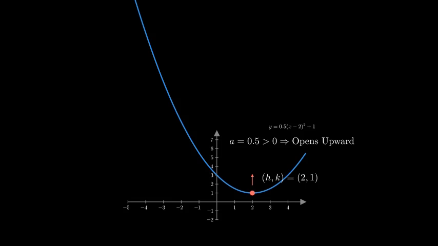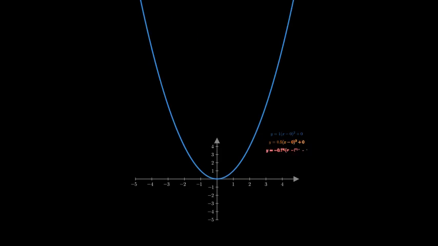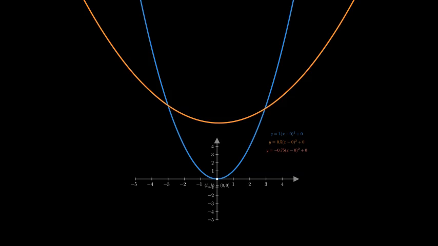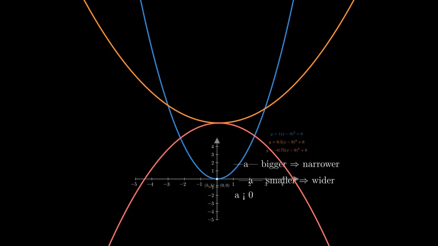Let's explore how changing the value of a affects the parabola. Here are three different parabolas with the same vertex, but different a values. When the absolute value of a increases, the parabola becomes narrower. When the absolute value of a decreases, the parabola becomes wider. And when a is negative, the parabola opens downward.